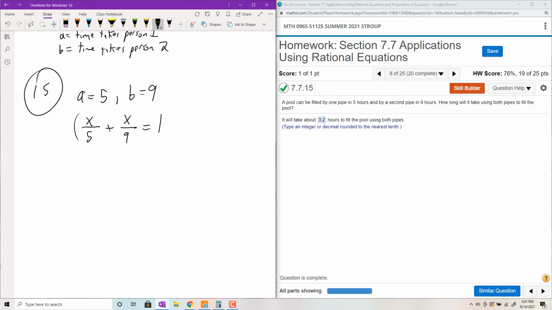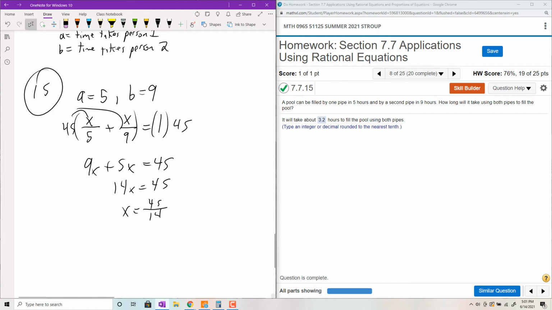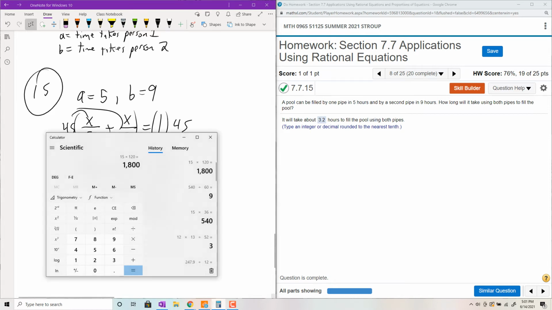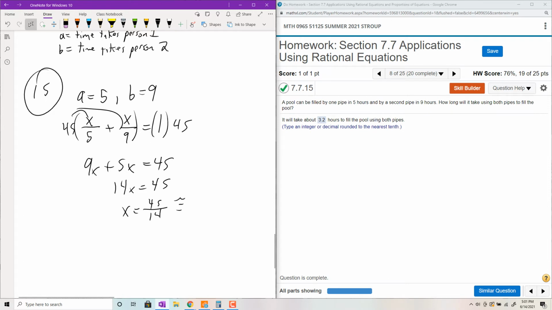Okay, so multiply both sides by the LCD. Here it's 45. Okay, so I end up with 9x plus 5x equals 45. This will be 14x is 45, so x is 45 divided by 14. And they want it to the nearest tenth. 3.2. Okay, so they're kind of just plug and chugs.